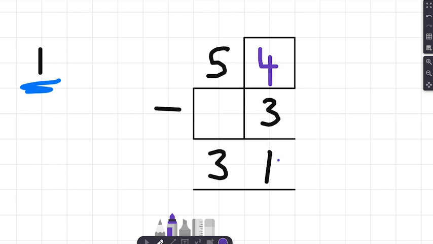So that column's done. Now with the tens column, we have 5 tens, take away some number of tens, gives us 3 tens. And we know just from basic arithmetic facts that must be 2. 5 take away 2 gives us 3. So we have 54 take away 23 gives us a difference of 31.